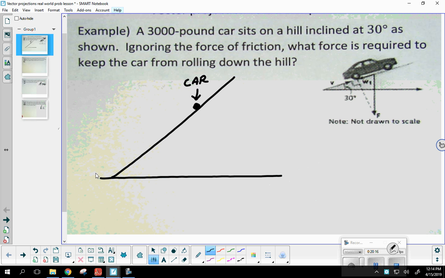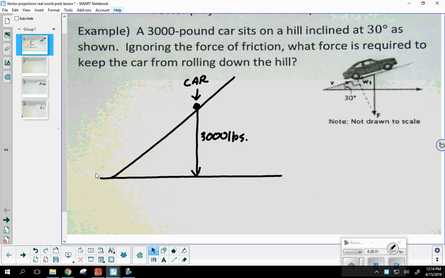So the weight of the car is going to create a vector that goes straight down. That's my force vector. So what's the magnitude of that? How much does a car weigh? 3,000. So I'm going to go ahead and put 3,000 pounds right here.